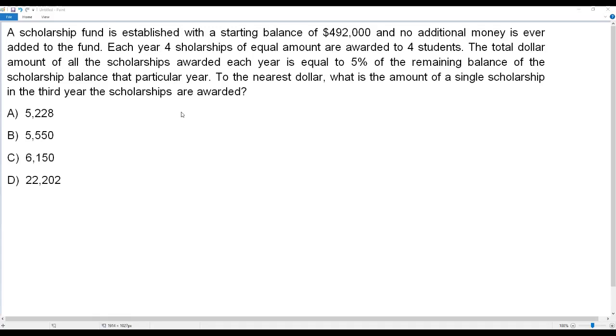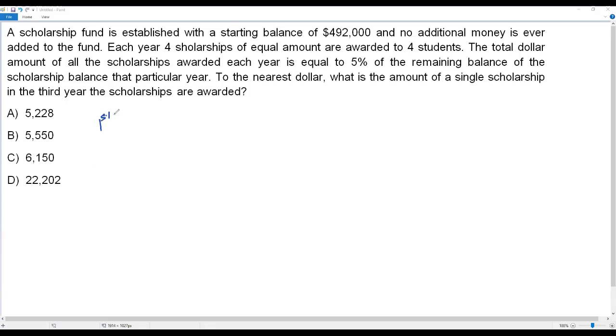fund. Each year, 4 scholarships of equal amount are awarded to 4 students. The total dollar amount of all the scholarships awarded each year is equal to 5% of the remaining balance of the scholarship fund that particular year. To the nearest dollar, what is the amount of a single scholarship in the third year the scholarships are awarded?